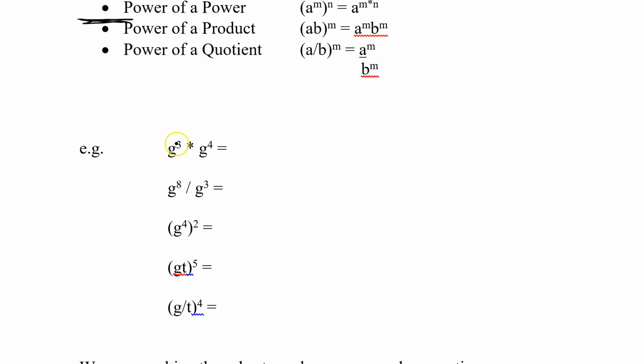So g to the 3rd times g to the 4th. Well, my base is g, my base is g, same bases, and I'm multiplying them. So this really means g to the 3 plus 4. If I'm multiplying the bases, I add my powers. And of course 3 plus 4 is 7. So that really means g to the 7th.